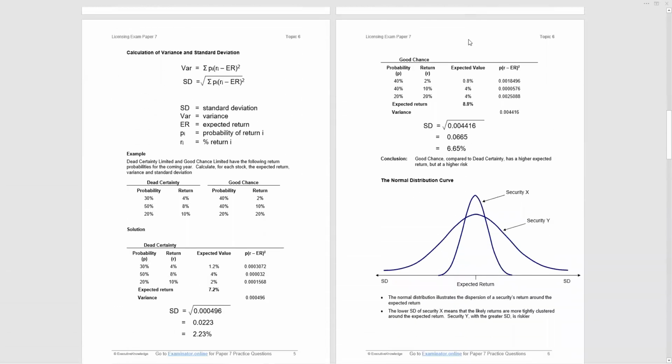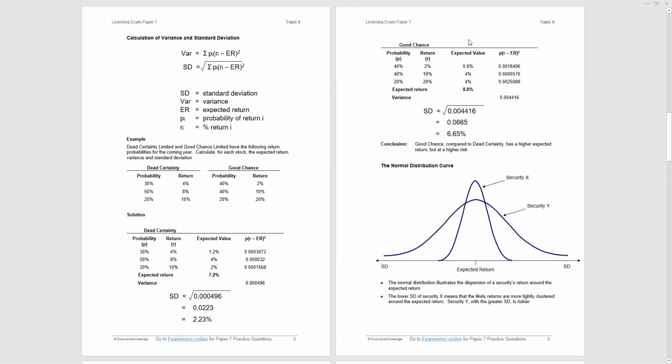Now, going on to calculate the variance and therefore the standard deviation, because as I've said, the standard deviation is the square root of the variance. Let's look at two companies now. The first one we've already introduced, Dead Certainty. Middle of page 5, there are the probabilities of the different returns. We also introduce Good Chance with 3 other probabilities of 3 other returns. Let's look at Dead Certainty. Well, we've already calculated its expected value.